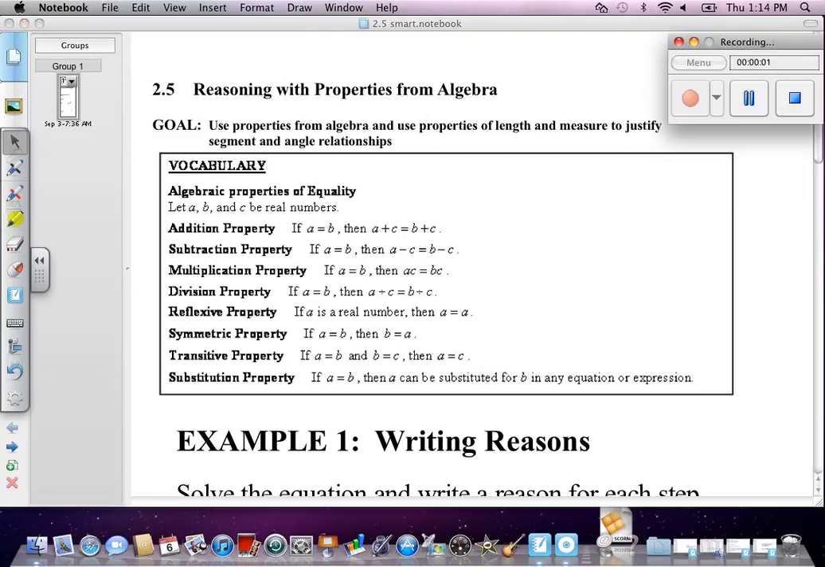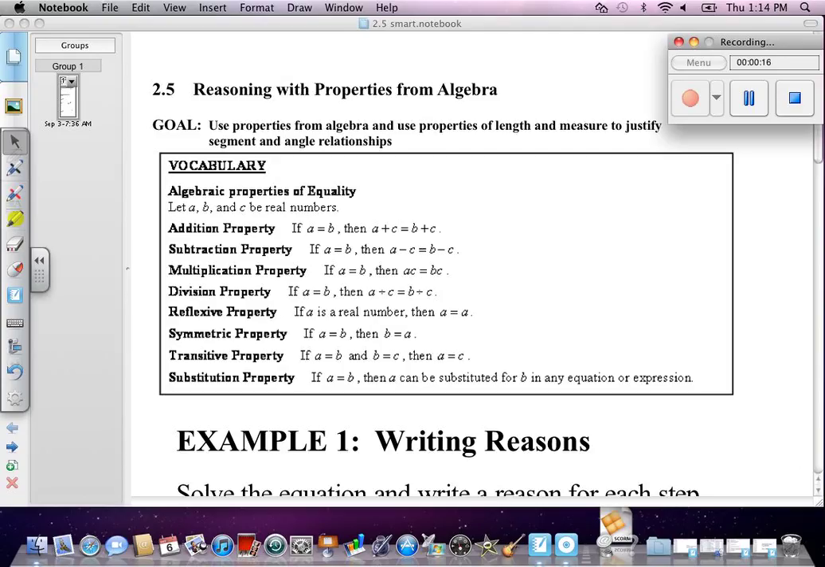Okay, we're looking at 2.5, reasoning with properties of algebra. So this is to start to get you in the mindset of our proof. And we're going to use algebra first to show how a proof works before we do it with geometry stuff.